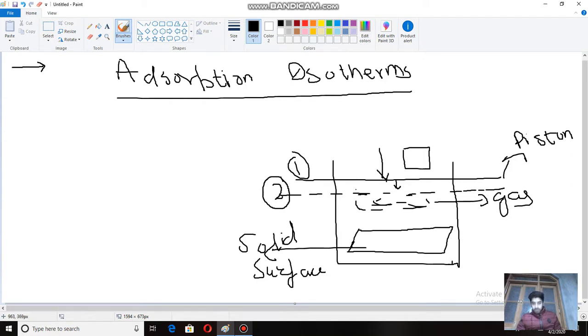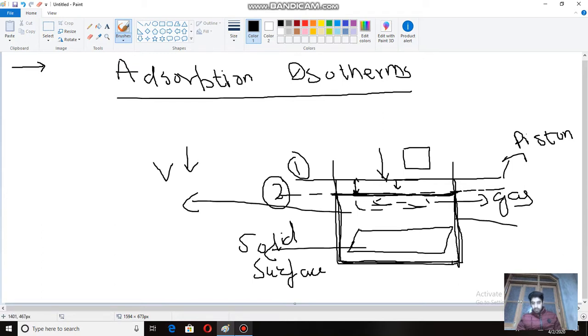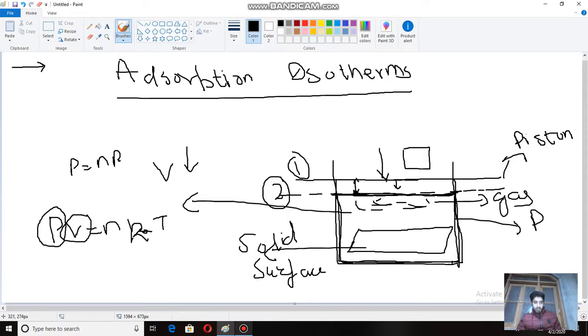Now moving from this position to this position, from here to here, obviously at this first position, the volume over which the gas was expanded is relatively more than this second volume after the compression. So as the volume decreases, the pressure of the gas will increase by this PV equal to nRT. By this ideal gas law, P and V are inversely proportional, because P will be nRT by V. As we decrease the volume, pressure inside will increase.